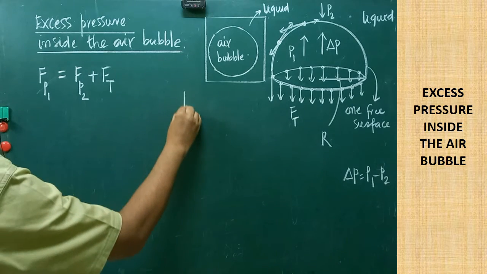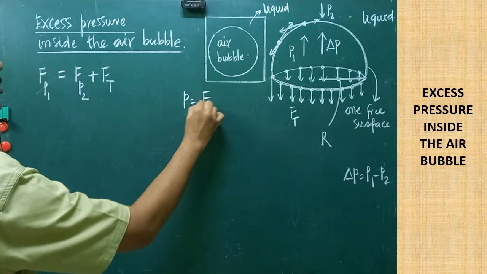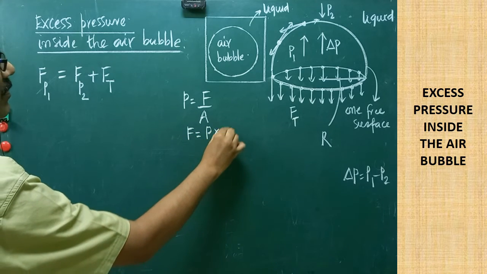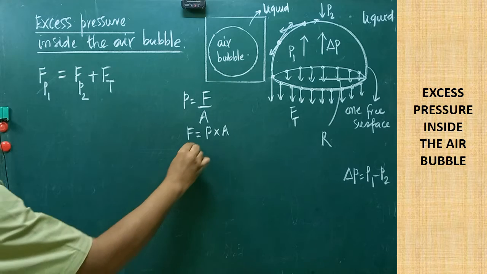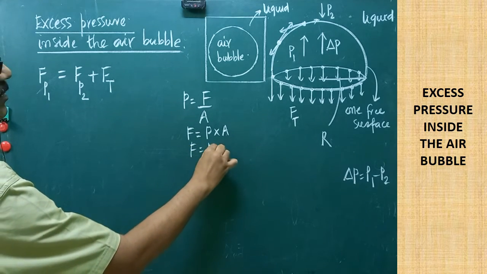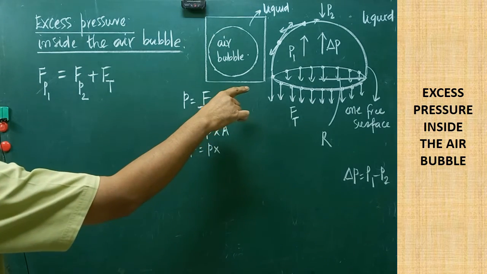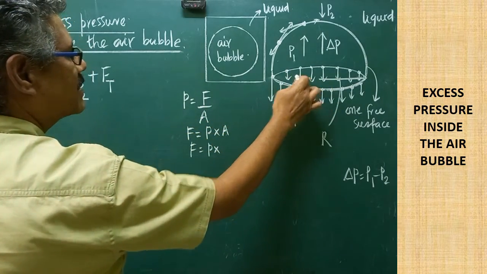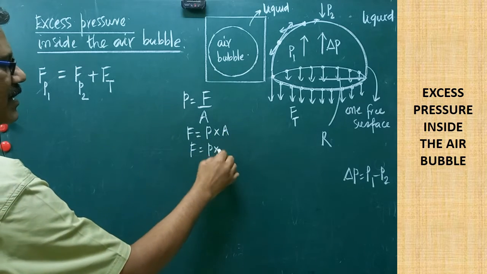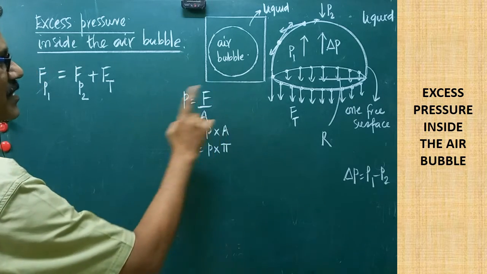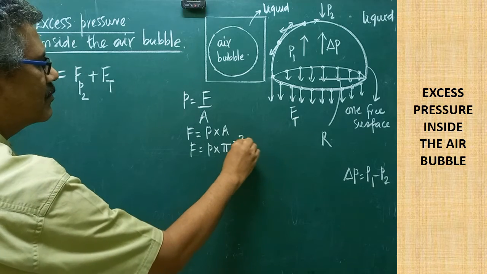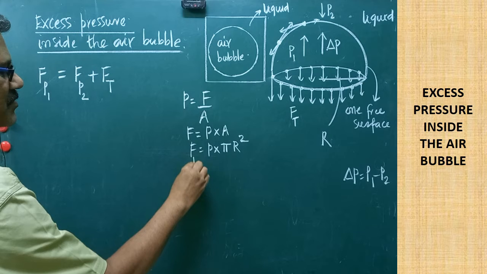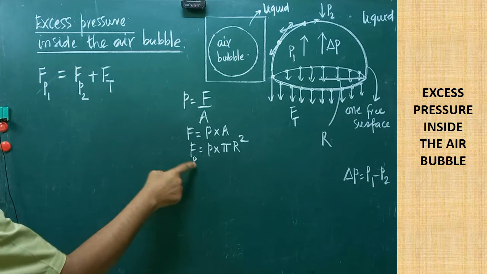We know the general formula: pressure is equal to force per area. Therefore, force is equal to pressure into area. Are you clear? Here, area means which area? This lower part of the hemisphere has one cross-sectional area. That area of cross-section, since it is in the form of a circle, can be written as P into pi r square. So this is the formula from which we get the expression for force due to pressure.